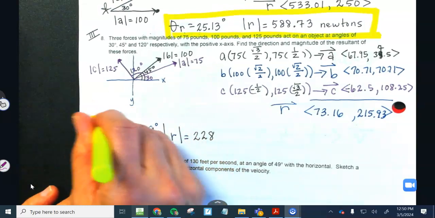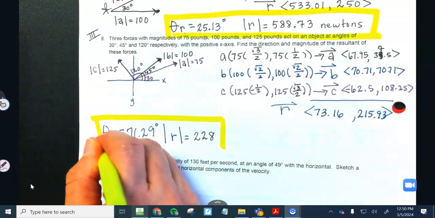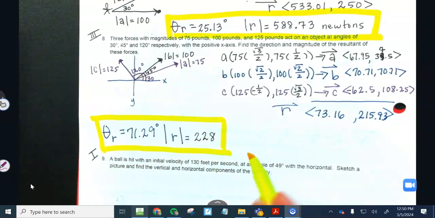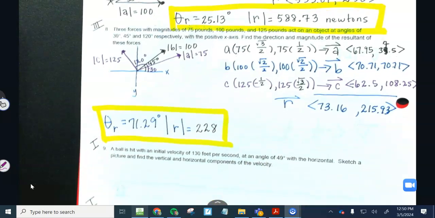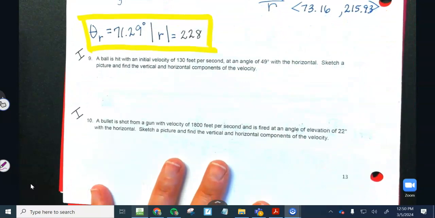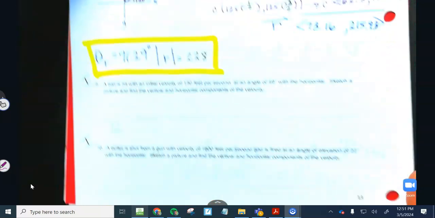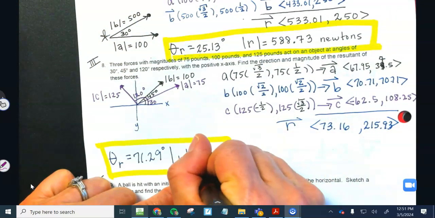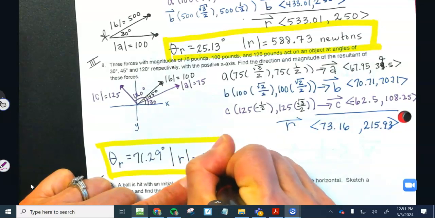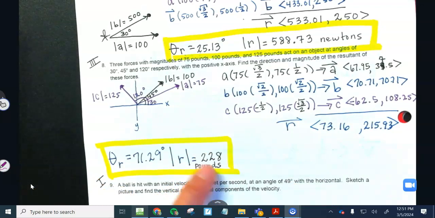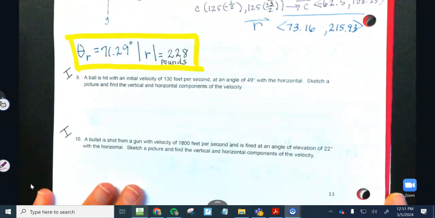Okay. Again, guys, you made it past the hump. There's like 2 more minutes left of the lesson. We're almost done. Okay, here we go. All right. Oh, you know what? I do want to write pounds here. See if you can squeeze in pounds next to your answer for the magnitude. All right, here we go.